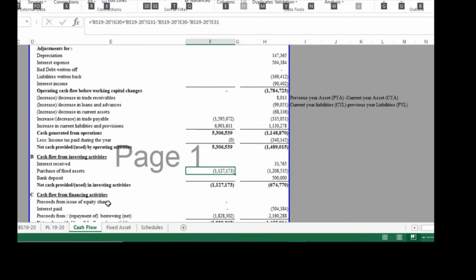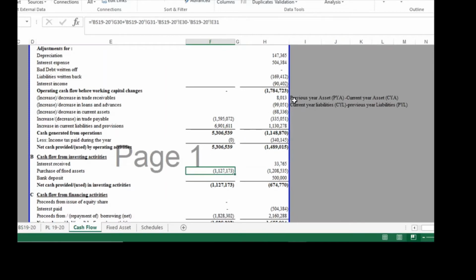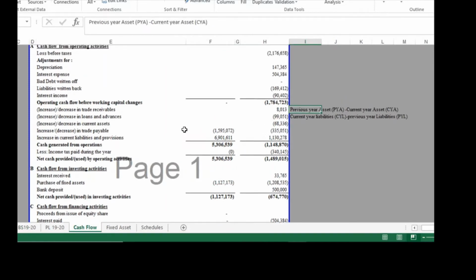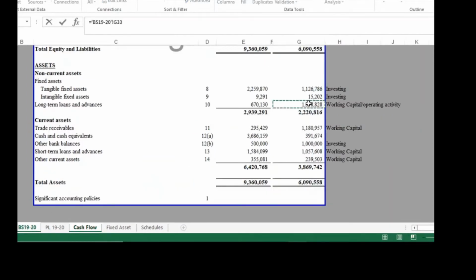Now we go to the next item in our balance sheet, which is long-term loans and advances. Long-term loans and advances is a working capital. We can also see there is a short-term loans and advances, which is similar to long-term loans and advances. So we are going to club both of these in our cash flow statement. So in a cash flow statement, we will use previous year asset minus current year asset in the working capital part of the cash flow statement. So previous year minus current year.